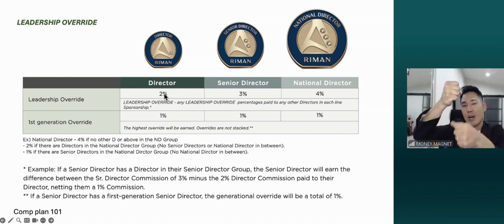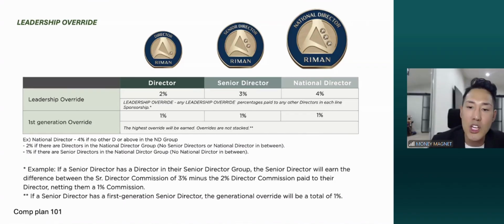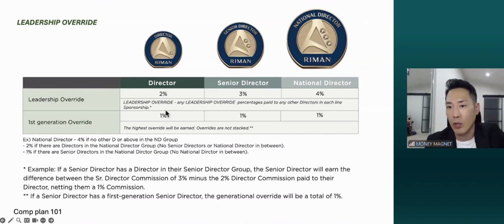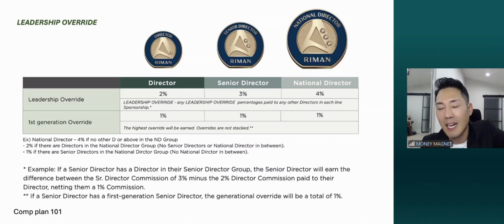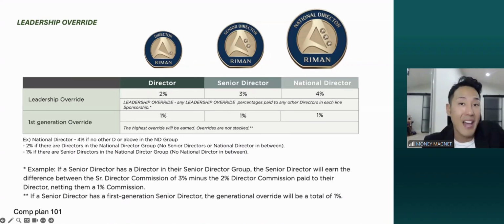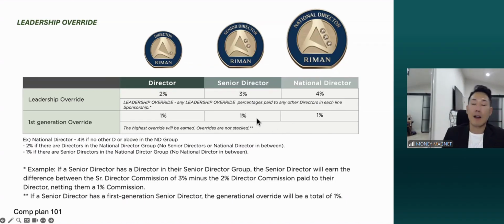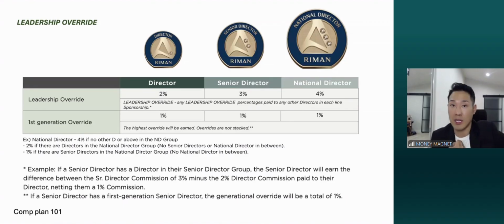Now, if there is a director below you, then you're going to make a generational override of 1% of that volume. Same thing as senior director, right? If I'm a senior director and there's an open group leg with no senior directors, for that entire volume that I generated, the company is going to give me an additional 3% royalty override on that revenue that I generated. Now, if there is a senior director leg, let's just say if I'm a senior director and in one leg there happens to be senior director Ms. Brianna Michaels, she's going to take the 3% and I get the 1% override.